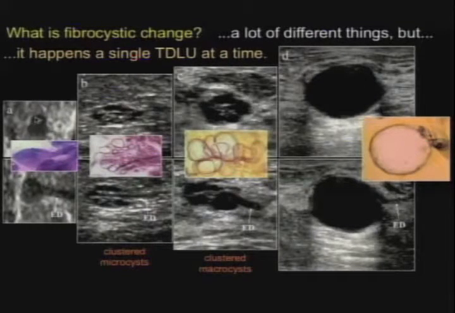So this is a long axis view of a single TDLU. Here's the extralobular terminal duct, the intralobular terminal duct, and 1, 2, 3, 4, 5, 6, 7, 8 cystically dilated acini around the outside. And the fibrous tissue between the acini is too white. That's the fibro part of fibrocystic change. That's why we don't call it cystic change, we call it fibrocystic change.